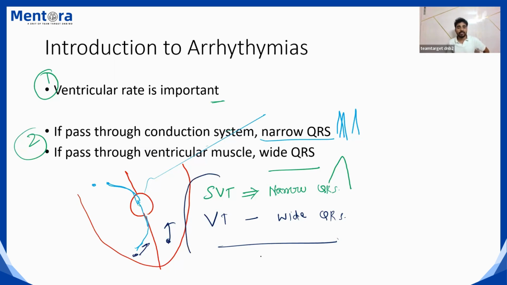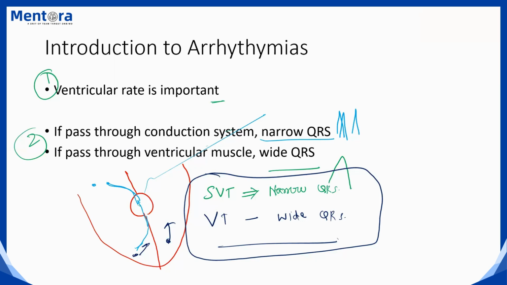So this box is very important for basic understanding. So clear? Any doubts on this point? No, sir. So simple thing. Ventricular rate is very important; you have to control the ventricular rate only. Second, all supraventricular arrhythmias are narrow QRS, and all ventricular arrhythmias are wide QRS. Yes, exceptions are there, and we will discuss those things.